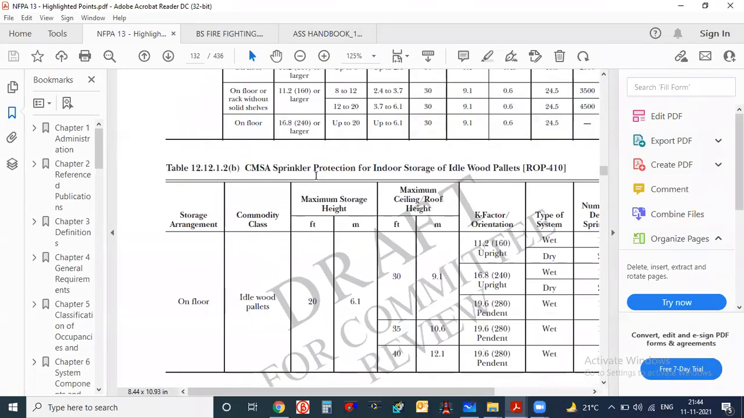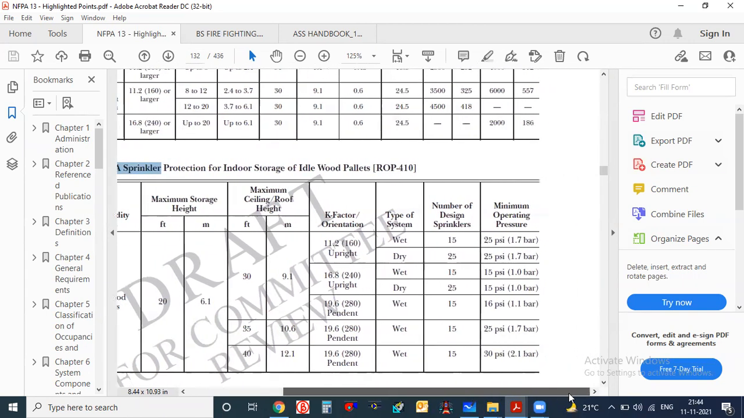Next, it will talk about the CMSA sprinkler. When you go with the CMSA sprinkler, the table entirely changes. What they have given is the storage arrangement on the floor, commodity class, maximum height, they have given 20, maximum ceiling height, and K factor. And here they have given the minimum operating pressure. They have given the residual pressure also here, and the number of design sprinklers. That means these many sprinklers you have to consider whenever you are doing the hydraulic calculation. You have to consider this minimum operating pressure.